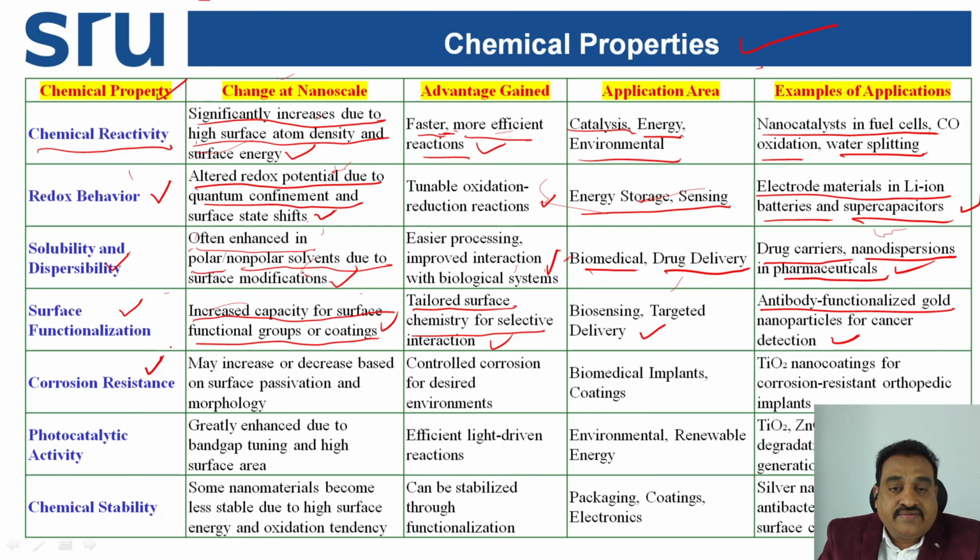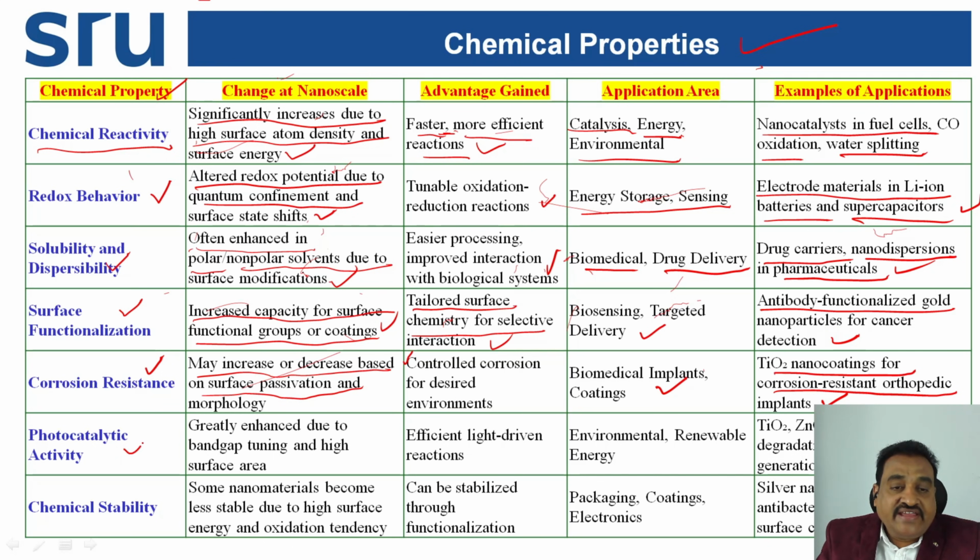Corrosion resistance. So the nanoscale change may increase or decrease based on surface passivation and morphology. What is the advantage? You can see here controlled corrosion for desired environments. That is the advantage. So biomedical implants and coatings are the applications of chemical properties. So titanium dioxide nano coatings for corrosion resistance, orthopedic implants, these are the examples.